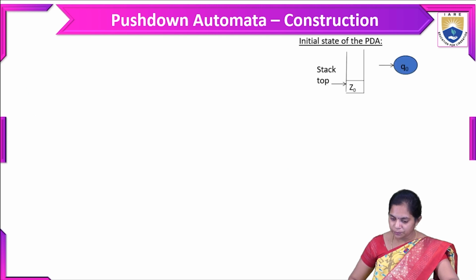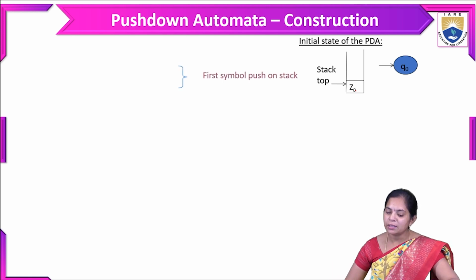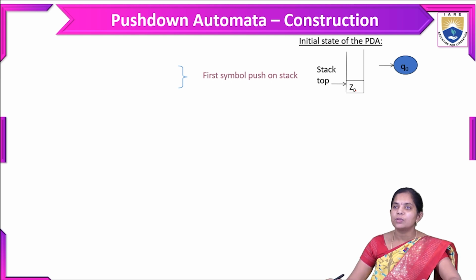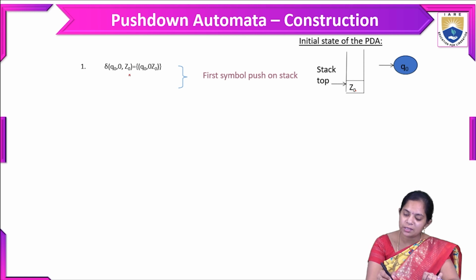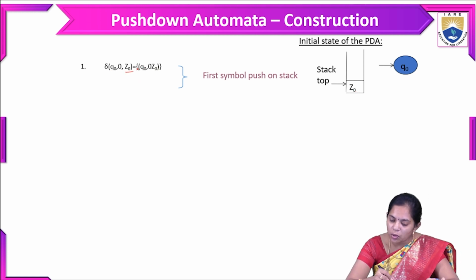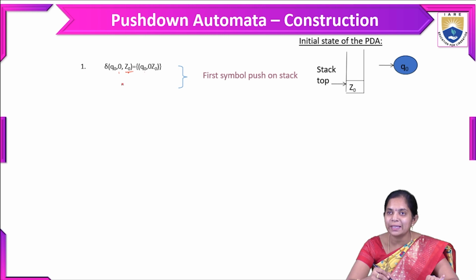So the initial stack symbol of the PDA is Z0, and Q0 is the initial state. The first symbol we have to push onto the stack is either 0 or 1. We take 0 first, with the top of the stack symbol Z0, from Q0 to Q0. This was already discussed: 0 is the input symbol, Z0 is the top of the stack symbol, Q0 is the next state, and we are pushing the 0 into the stack.